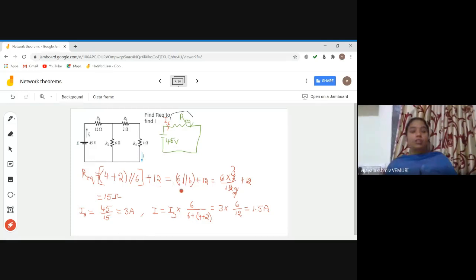If you solve it, 6 parallel with 6 gives 3, plus 12. 3 plus 12 is how much? 15 ohms is your R equivalent value. Once you get R equivalent, you can find IS, which is 45 by 15, which is 3 amps. Once you get IS, you can find the current flowing through 4 ohms. Total current IS into the opposite resistance over the total, where the parallel resistance to this combination is 6.